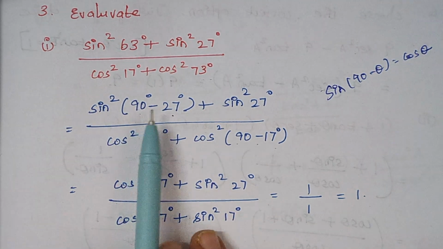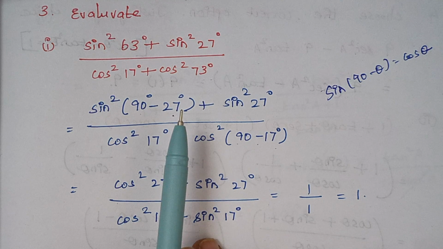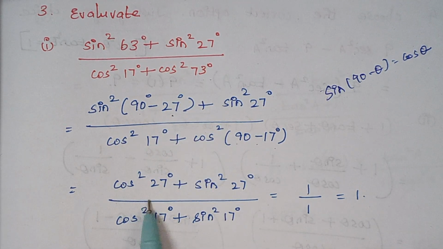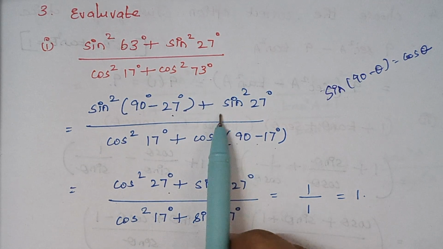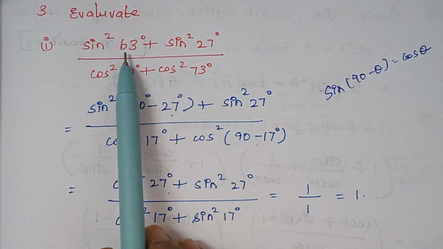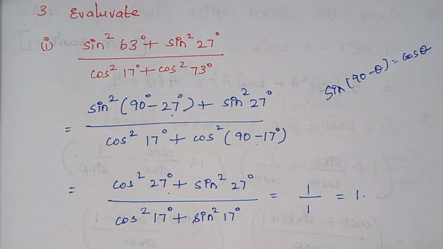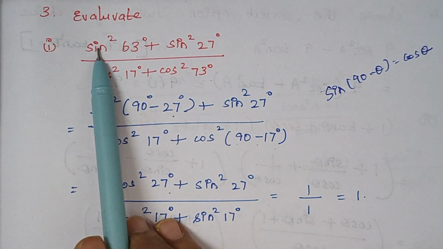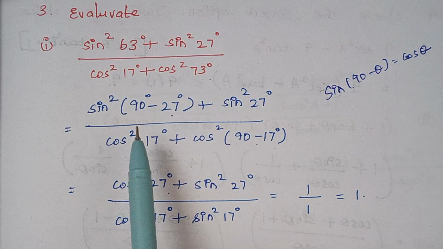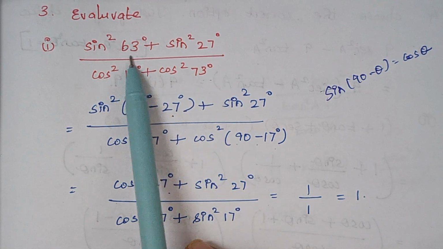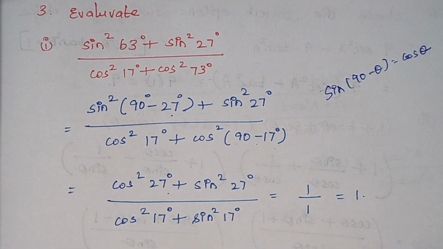So sin square 90 minus theta is cos square theta. What is the value of theta here? It is 27. Therefore cos square 27, plus this sin square 27 as such. Because when you have values of angles like this, we have to convert from one form, that is sine to cos, so that we can easily get the answer. Otherwise, how do we find the value of sine of 63 and sine of 27? We don't have exact values in the trigonometric table.